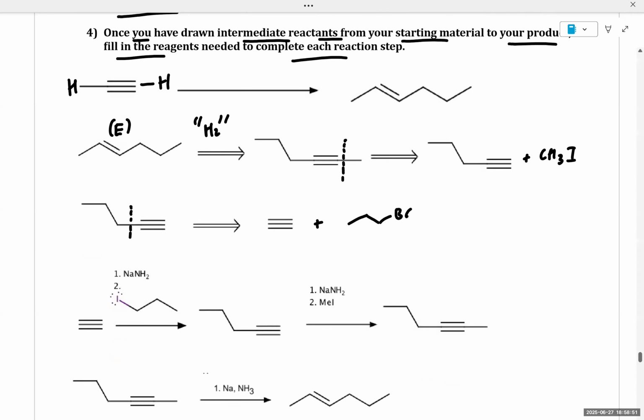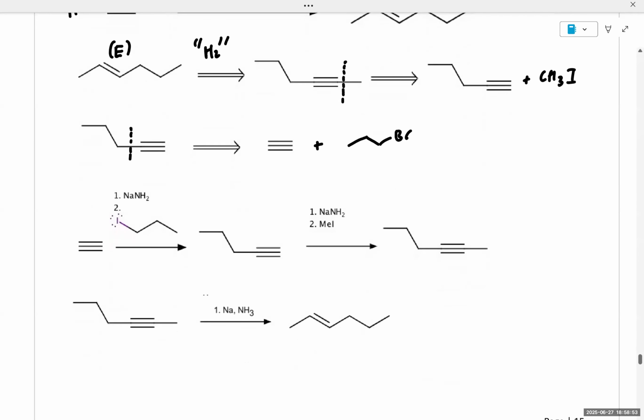now I write out my steps in a forward sense. So I can make this first intermediate via alkylation of acetylene. I can install the methyl group via a second alkylation. And then I can make the E-alkene via dissolving metal reduction.